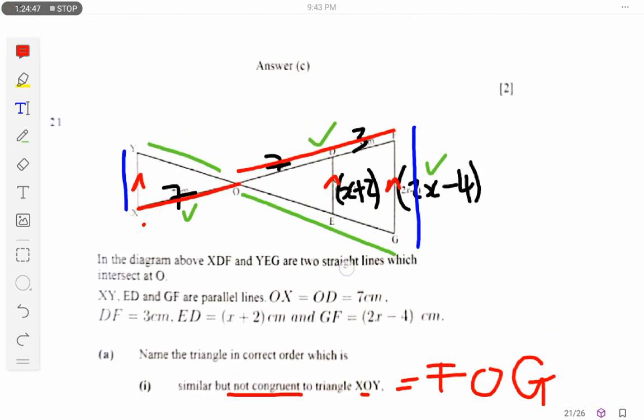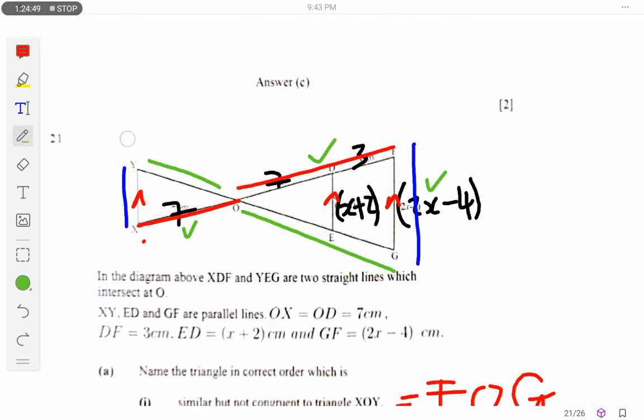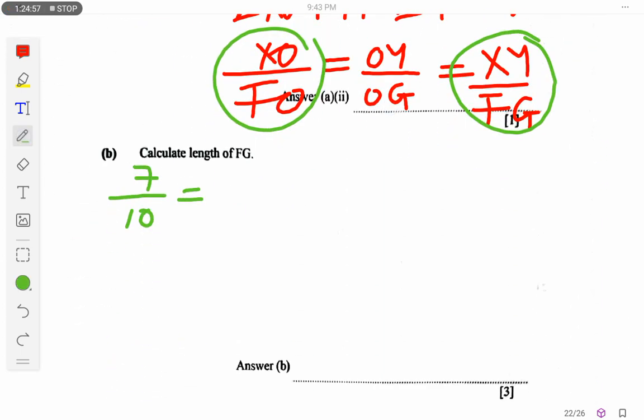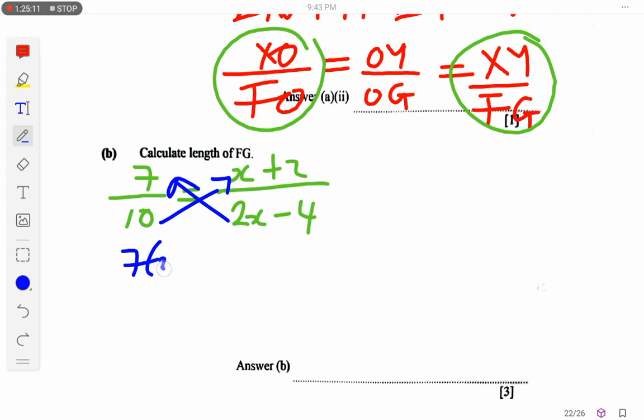XY is this one, guys, but we don't know its value, but it's congruent to this one, which is x plus 2. So we are going to use that one. So it's going to be x plus 2 over FG, that's 2x minus 4 there. So we can simplify this and cross multiply. So I have 7 times (2x minus 4) is equal to 10 times (x plus 2), like that.